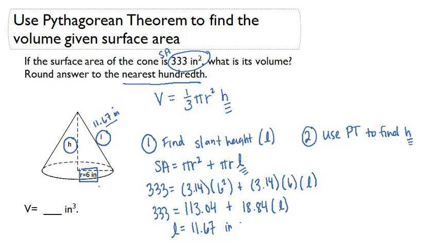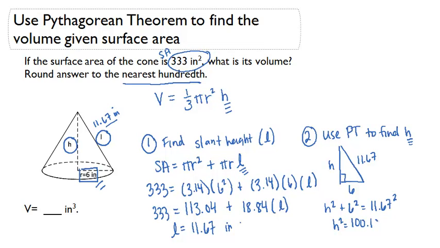Now I know two sides of my right triangle, which enables me to use Pythagorean Theorem. Here's my triangle. The radius is 6, the height is h, and the slant height is 11.67. Let's set up Pythagorean Theorem. We would have h squared plus 6 squared equals 11.67 squared. If I solve this out and do 11.67 squared and subtract 36 from it, I get h squared equals approximately 100.19. And since that's clearly not a perfect square, I take the square root of it, and I get an answer that's going to be really close to 10.